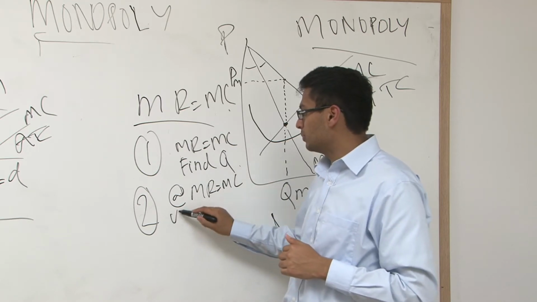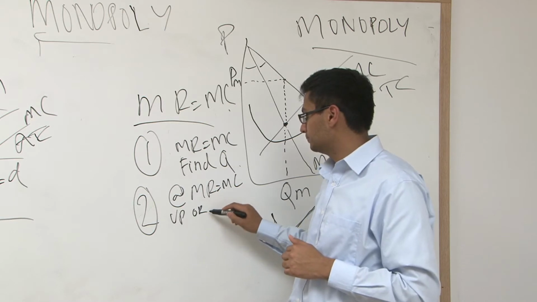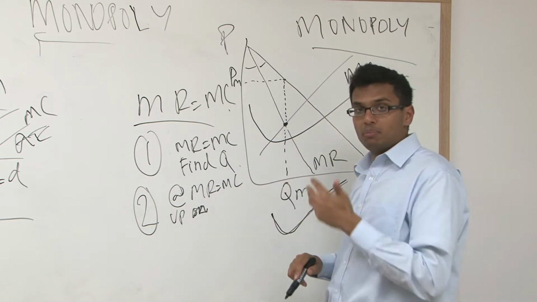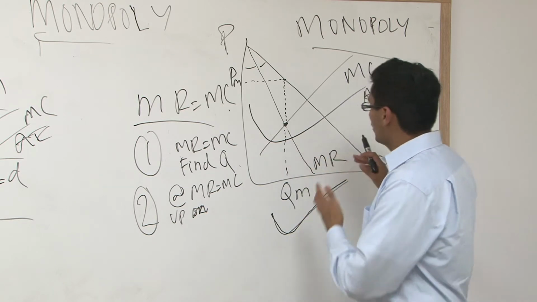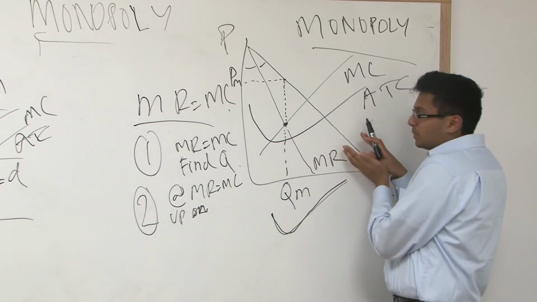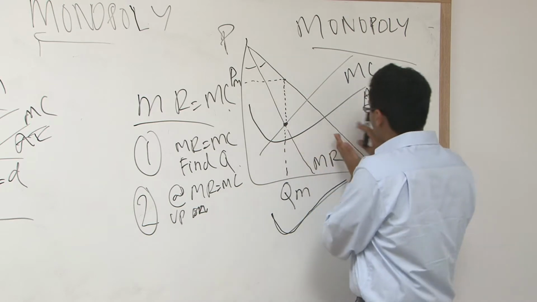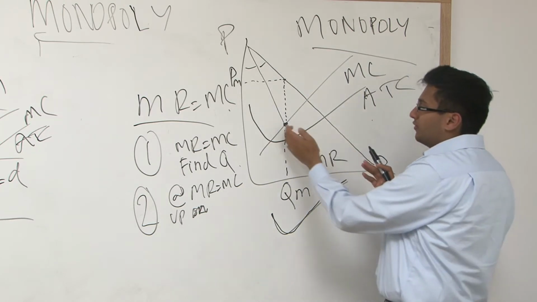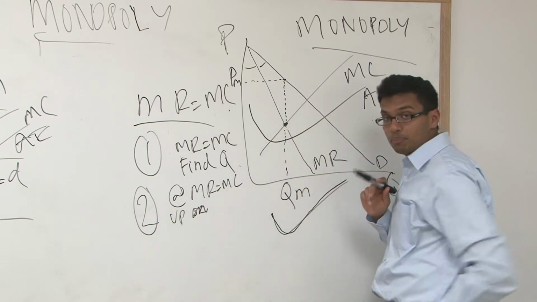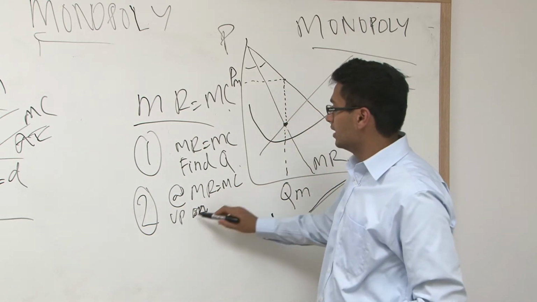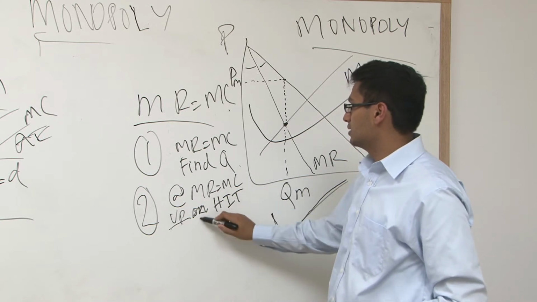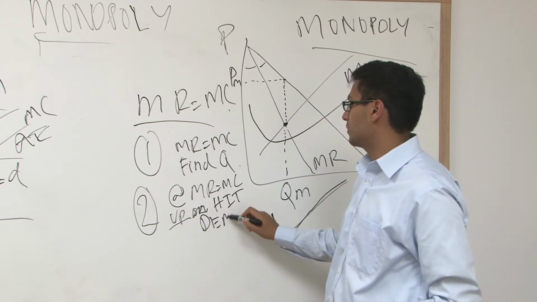you go up or down depending on profit or loss. Actually, you just go up because it's always going to be up. You go up because, have you guys ever seen this? Demand is always going to be on top of marginal revenue. Always. So in a monopoly's case, when you find MR equals MC, you're always going to go up to hit the demand curve. Go up until you hit demand. I'm talking about the demand curve.